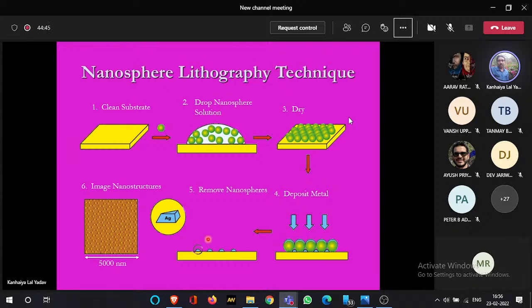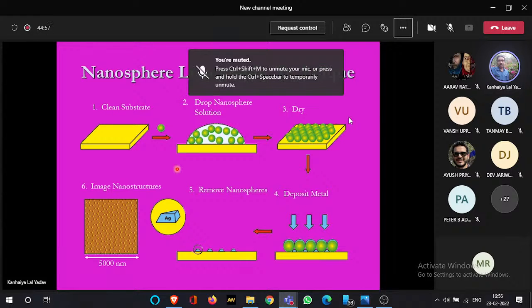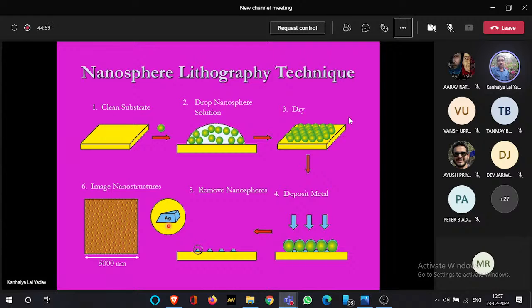You can visualize it like this: if you take a large number of small spherical balls, they will be touching each other, but there will be some gap in between them, and that forms this type of structure. If the balls are of nano size, you will get a nano size structure. That is simply how you can explain the nanosphere lithographic technique. Okay.